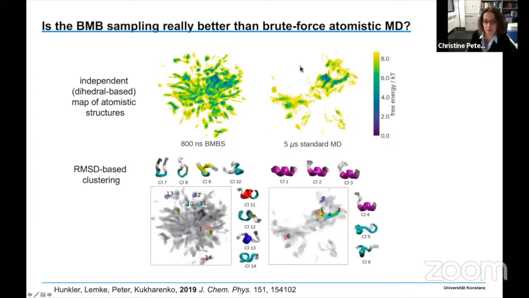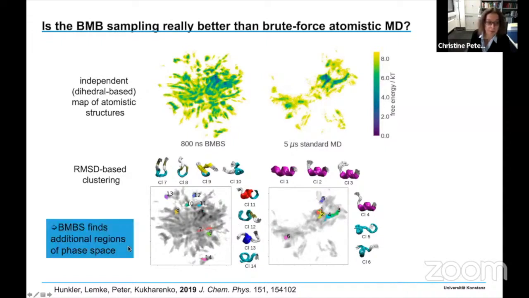And you see that this is indeed exploring a smaller region of that phase space. And what is hidden in the additionally explored regions is really clusters that haven't been observed in the free atomistic MD. So those clusters have been identified with the standard root mean square deviation based clustering and have been identified in the map. So the BMBS indeed finds additional regions of conformational phase space.